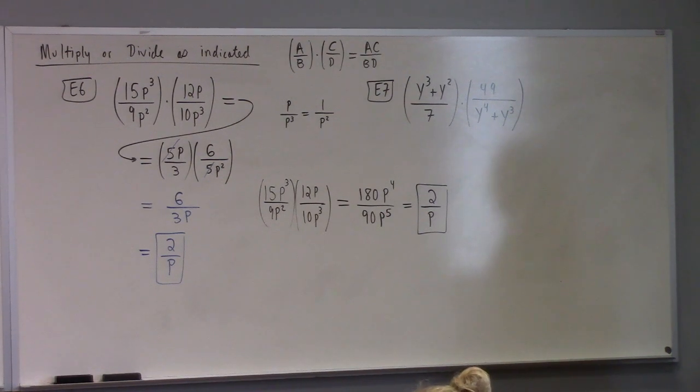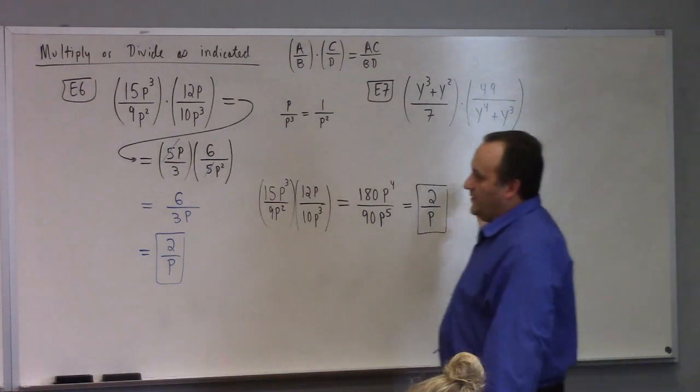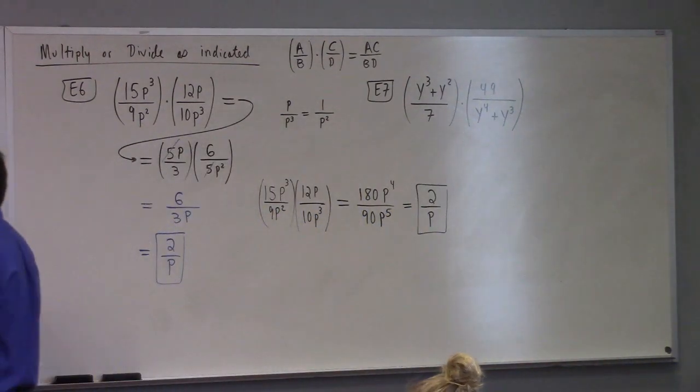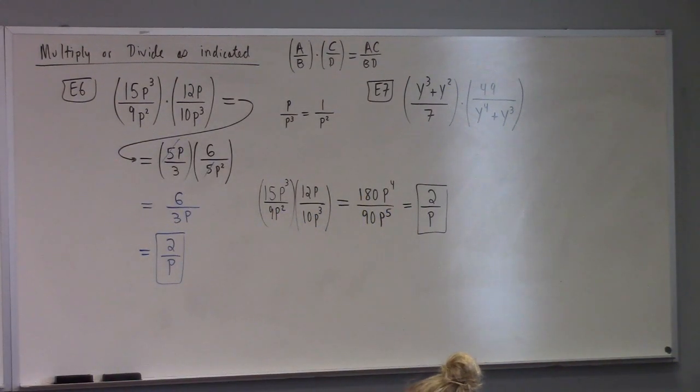Just trying to restate my focus. So let me bring example 7, and I'm going to refocus it over here. We've got example 7 was y, you guys have to read it out for me, y cubed plus y squared divided by 7 times what? 49 over y to the 4th plus y cubed. All right.